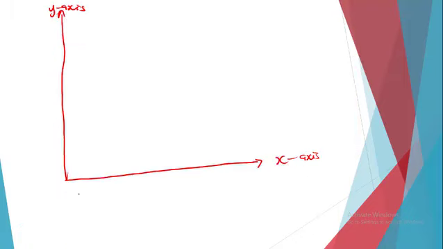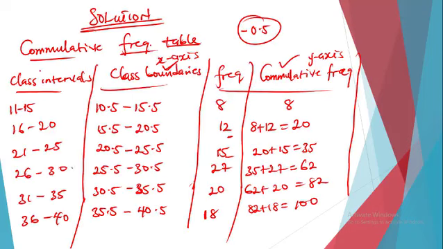So in this graph there is no zero, there is no origin. So we start with the y. This is 10, 20, 30, 40, 50, 60, 70, 80, 90, and this is 100. Okay, now under the class boundaries, the first class boundary we have is 10.5 to 15.5.